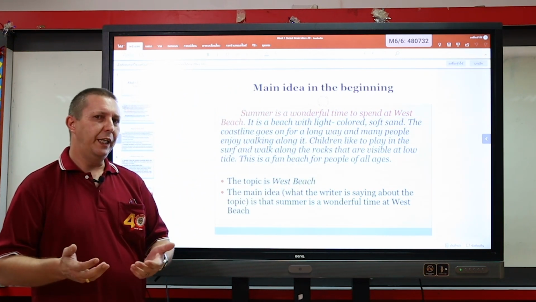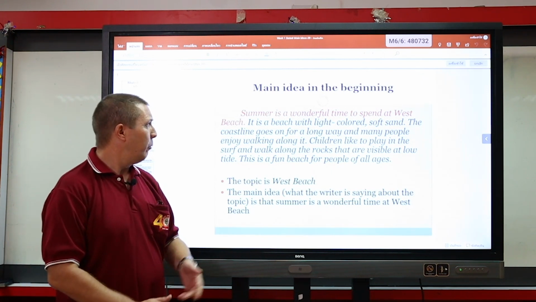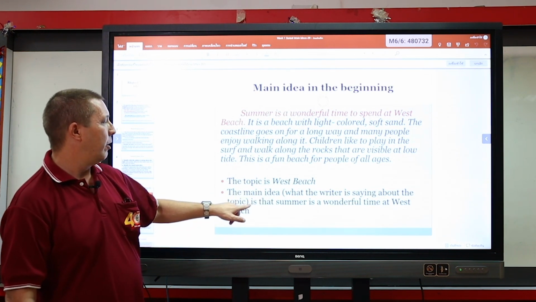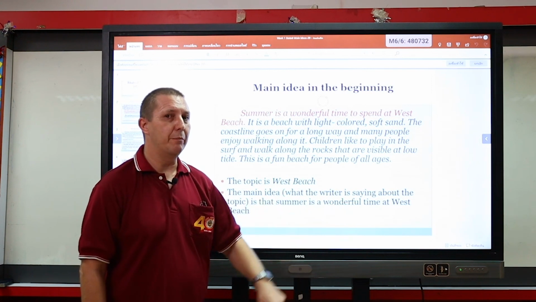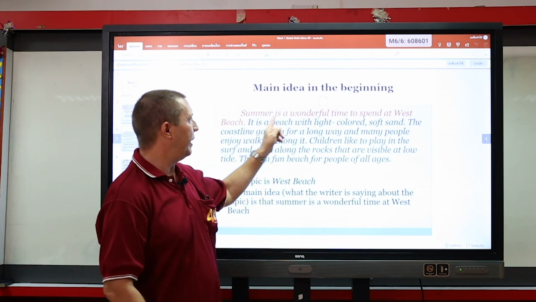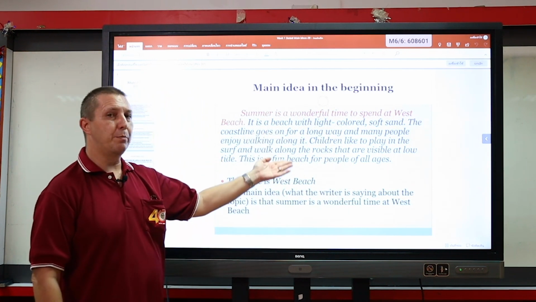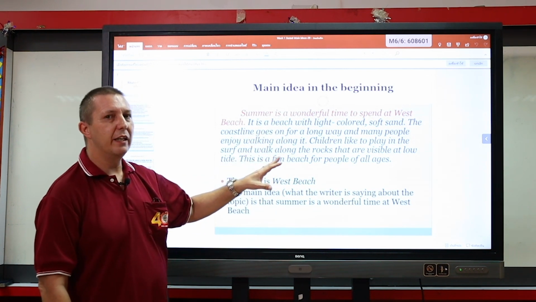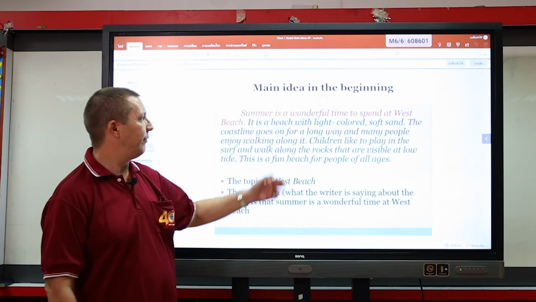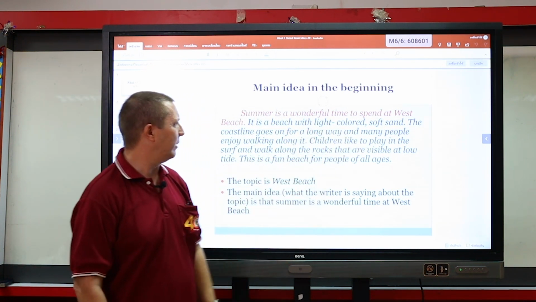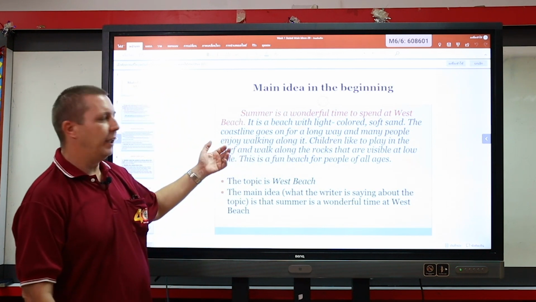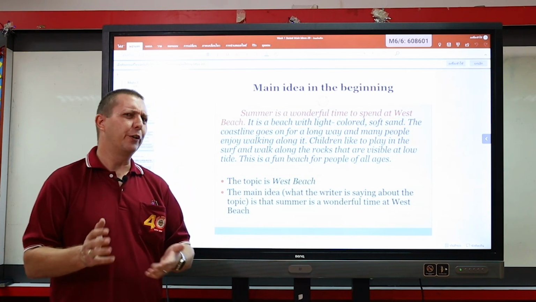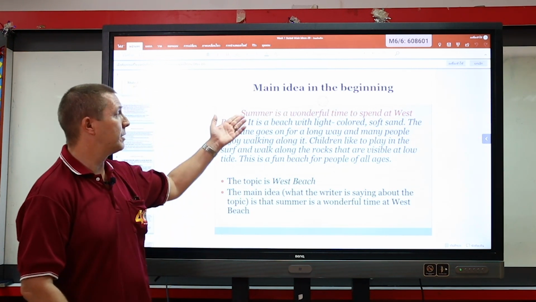So what about West Beach is it trying to tell us? Well, it's telling us that the controlling idea is that summer is a wonderful time at West Beach. You can see it here. Summer is a wonderful time. All of the supporting details, the supporting sentences, will help to tell us why it's a wonderful time in summer. Things like light-colored soft sand. Many people enjoy walking along it. Children like to play. For sure in the winter, most people don't go to the beach. So we are talking about summer.